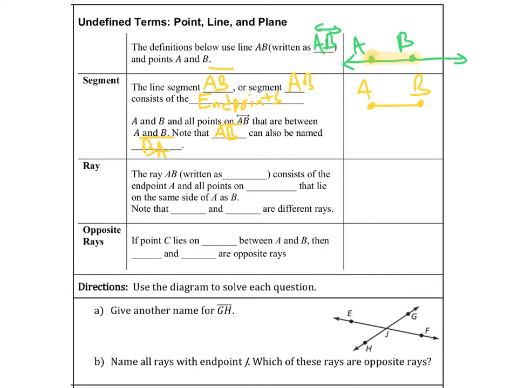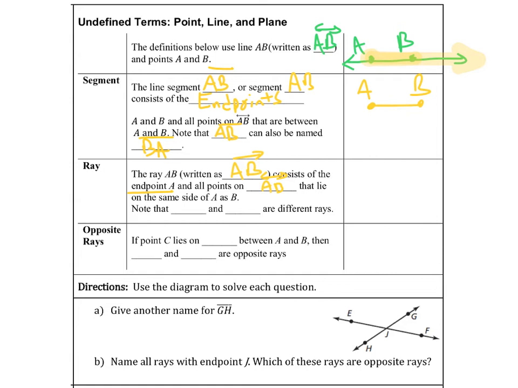A ray here, going back up to our original one, is when we take the part of the line that starts at A and goes on forever in one direction. Or we could start it at B and go the other direction. But this is called ray AB. So we write it as AB with an arrow over it. And it consists of the point A. It's called the endpoint. It has one endpoint now, not two. And all the points that are on line AB that lie on the same side of A as B.